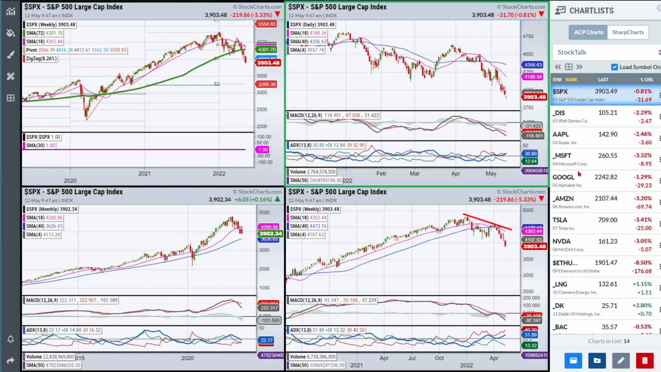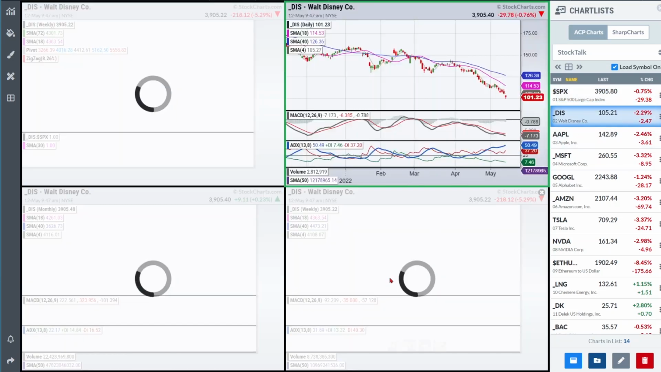As we go through some of the bigger stocks, I think it'll start to make sense as we look at their momentum conditions as well as the price action. Let's go ahead and look at Disney now.